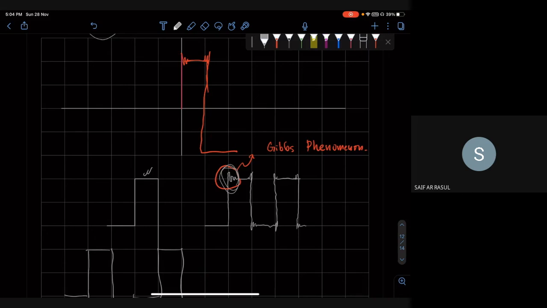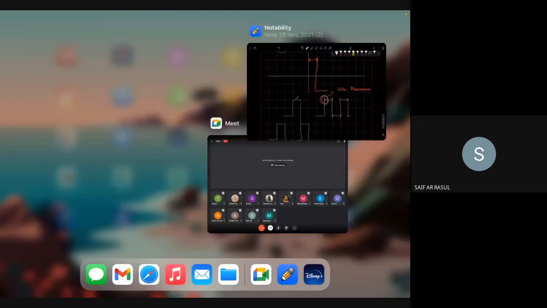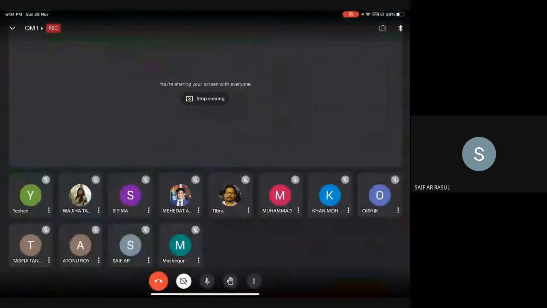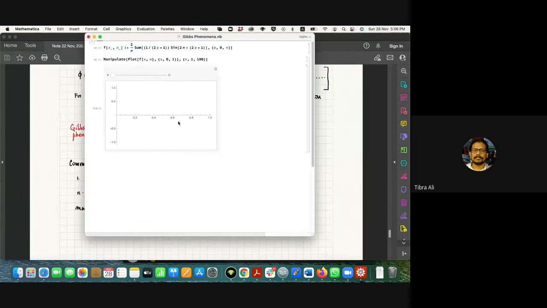I have some Mathematica over here that I want to show, okay? So I'm just going to stop sharing on this device and start sharing on this other device. Okay, can you see the Mathematica file?